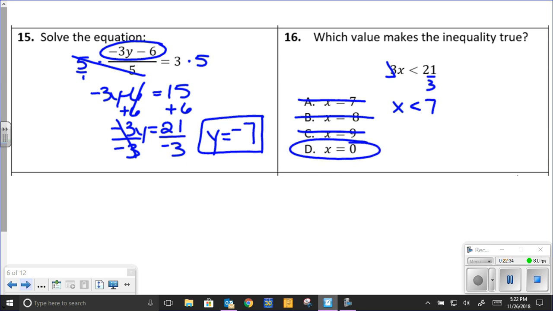So please, please, please watch out. They might have something even where it's like click on all the numbers that would be true. So I could have picked anything that's less than 7. It could be 6. It could be 5. It could be 4. It could be 3. It could be 2. And you get the point.